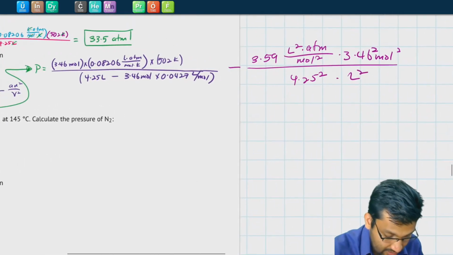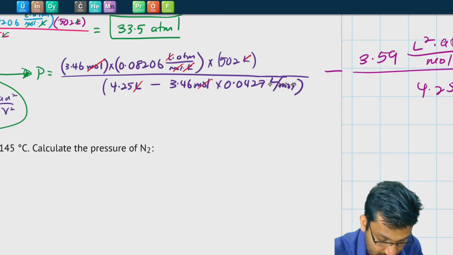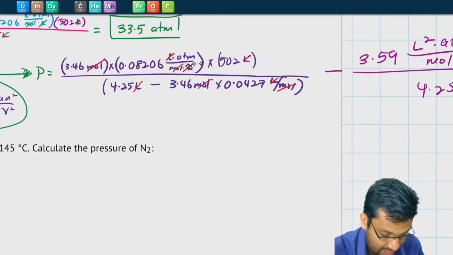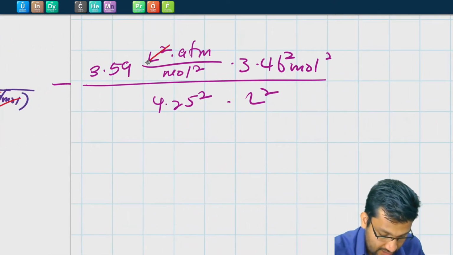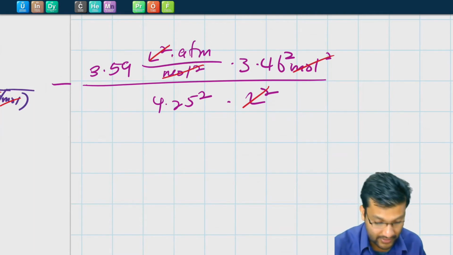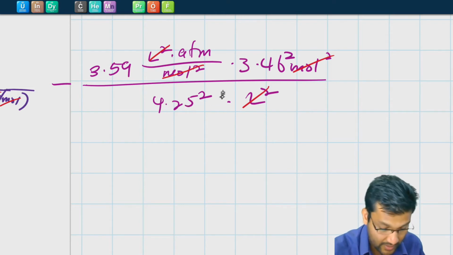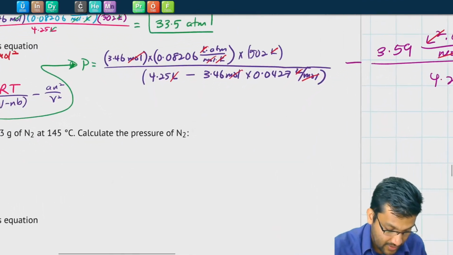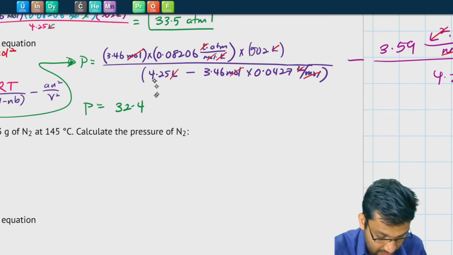All right, well, it seems like a lot of stuff, but things just start to cancel out nicely now. Moles with moles, Kelvin with Kelvin, liters with liters there, and then moles with moles here, liters with liters there. So we're left with atmosphere in this left-hand part. Let's see what about the right-hand part. Liter squared with liter squared, mole squared with mole squared. So we're left with just atmosphere again, which is great. So remember, this is 3.59 times 3.46 squared divided by 4.25 squared, right? Never forget the squares. So this all comes out to, if I plug all of those numbers in my calculator, I get something like 32.4 to 3 sig figs, right?